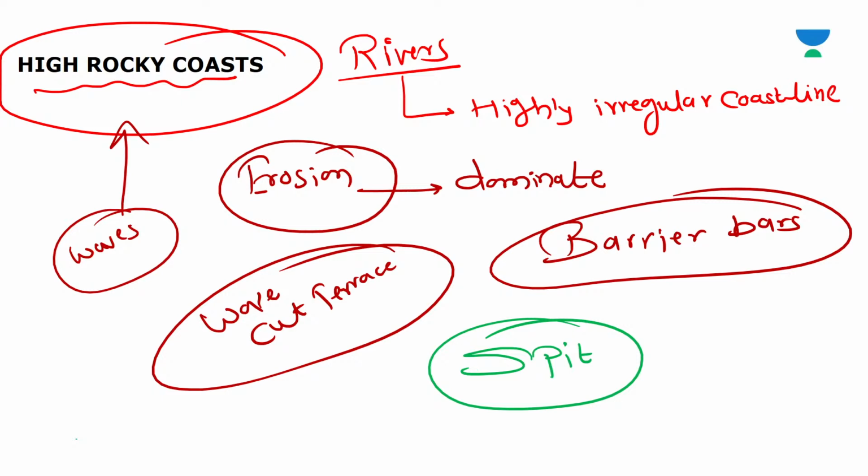Now, when barrier bars and spits form at the mouth of a bay and block it, lagoons form. The lagoons would gradually get filled up by sediments from the land, giving rise to a coastal plain.